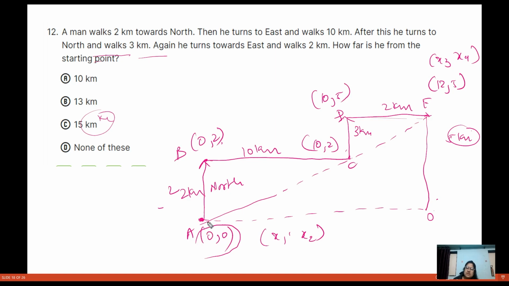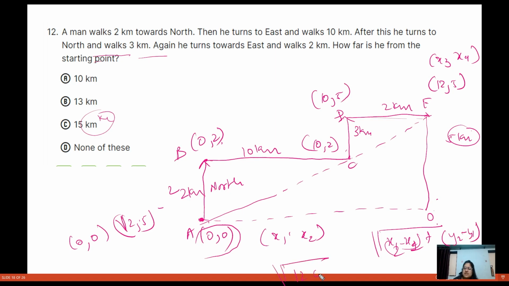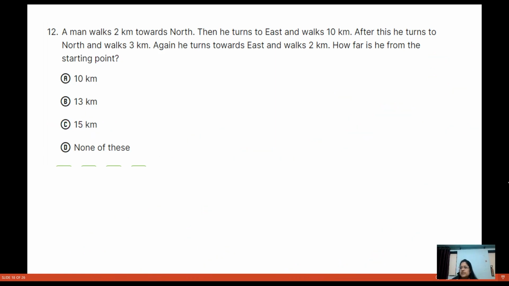Now distance between this 0 comma 0 and 12 comma 5. In school we know that distance between 2 points is given by under root (x2 minus x1) square plus (y2 minus y1) square. So we get 12 minus 0 whole square and 5 minus 0 whole square. So that is 144 plus 25. So that is under root 169, that is 13 only. So that becomes 13 kilometers. So this is how we do these kind of questions.